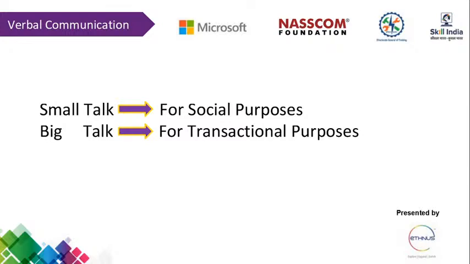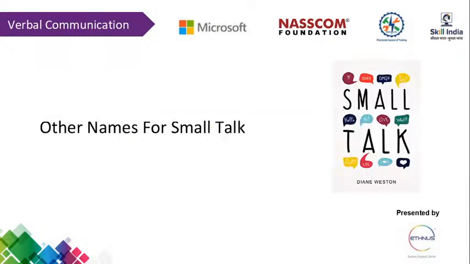The talk goes on, but the main intention may not be to give information; its main intention is to have a conversation between two people. Big talk is something for transactional purposes, for example when you say, okay, the meeting is on 17th July, and the other person responds, okay. This is what you call big talk. Small talk, which comes under phatic communication, is what we are concentrating on more.